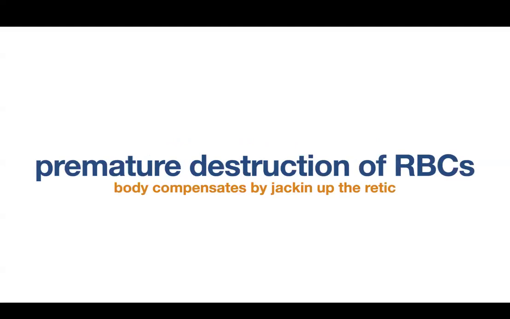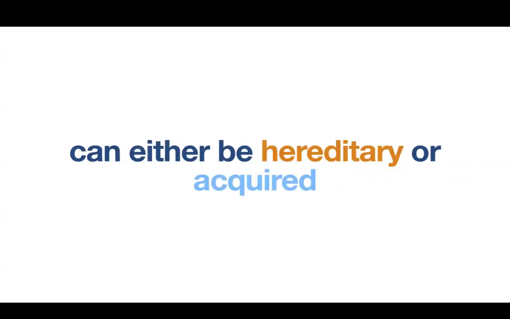Now, this is the same concept. You have premature destruction of RBCs, and the body compensates again by increasing the reticulocyte count. These hemolytic anemias can either be hereditary or acquired. Classic examples of hereditary anemia are sickle cell disease, G6PD deficiency, and hereditary spherocytosis. And acquired types are usually things like autoimmune hemolytic anemia. Someone gets infected with hepatitis B and they start producing antibodies, and it kind of jacks things up.